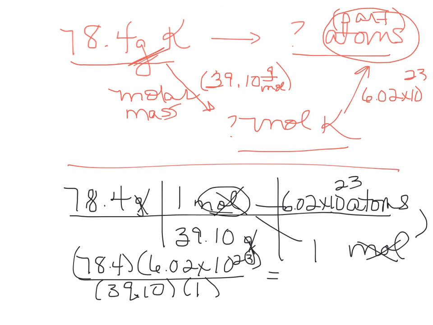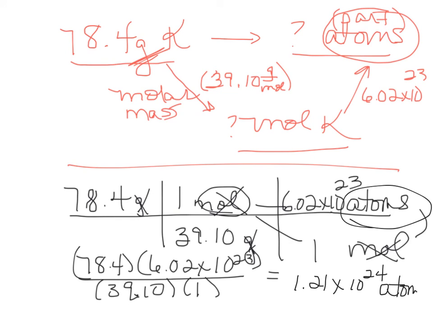When I plug all that into my calculator, I get, and let's see, how many sig figs? I should have 3 sig figs. 1.21 times 10 to the 24th, and the unit should be atoms. That is my final answer. Now it's important to do a bunch of practice on this.